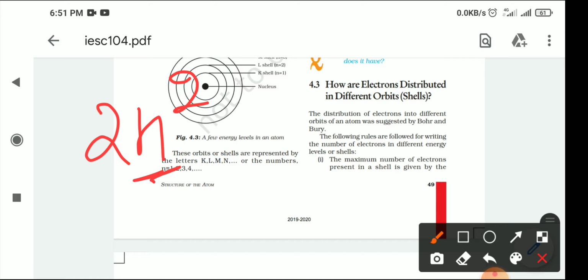If we put the value of n as 1, it means we are talking about the first orbit or the first shell. Then how many electrons will come in the first shell? We will do 2 into 1 square, so it will be 2. So the capacity of the first shell or first orbit to carry electrons is 2.